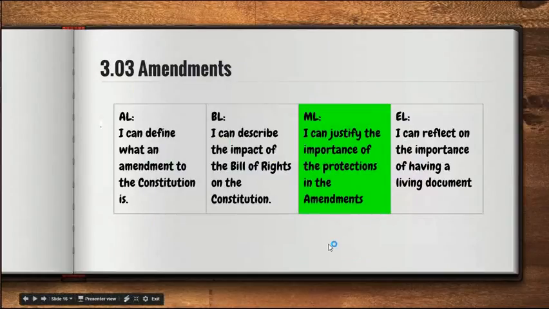And then the last piece, 3.03, about the amendments, is that you'll be able to talk about the importance of the amendments and the protections that the amendments give us.